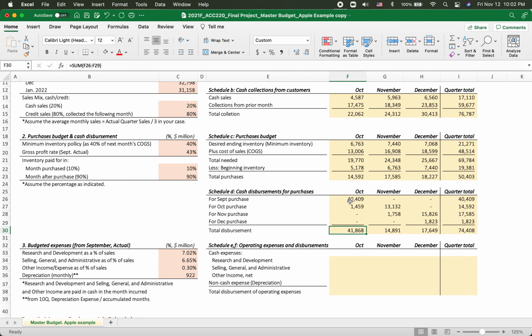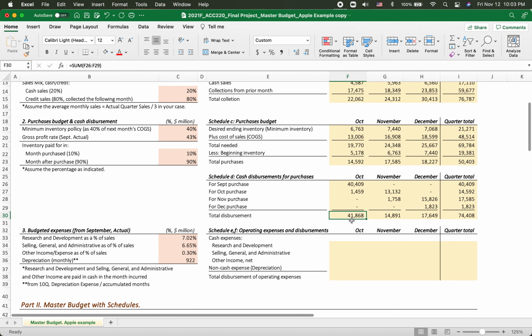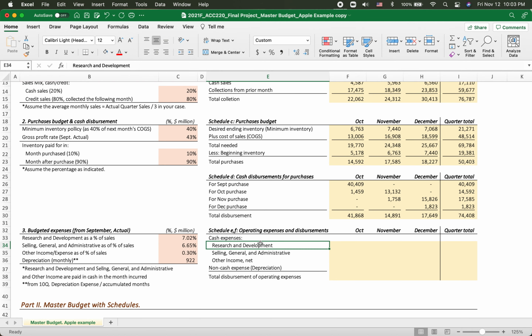Yeah, I know it's a little bit unusual case, because we have different assumptions from actual companies, the plan in this case. But that doesn't matter. The main purpose of this budgeting exercise is to learn how to create the budgeting schedules, and then how to convert these budgeting schedules into the financial statements: the budgeted balance sheet, cash flow statement, and the income statement. Okay, and then finally, schedule the operating expense and disbursement.